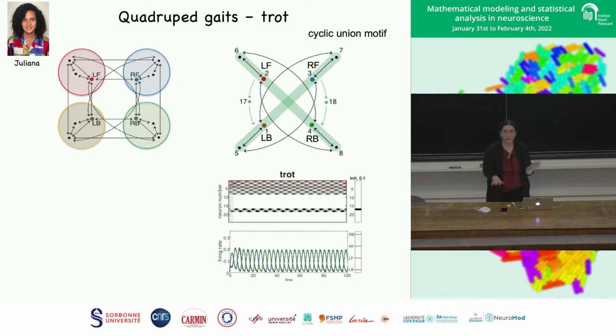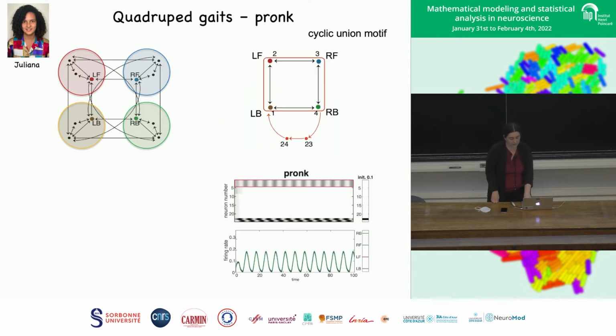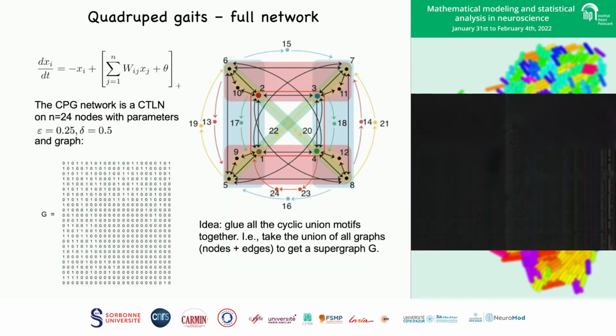Then she did trot. That one's different because they have to hit in a very different pattern. Walk. And pronk. Pronk is a very cute one where they're all up at once and then come back down. The horses don't really do that, but we wanted our model to sort of do even more, okay?